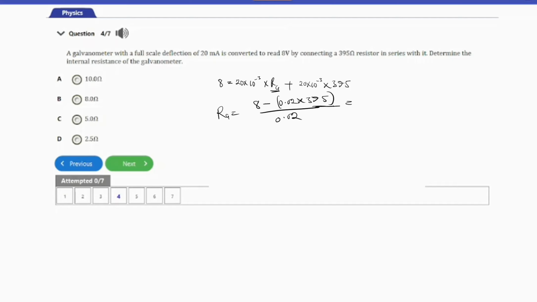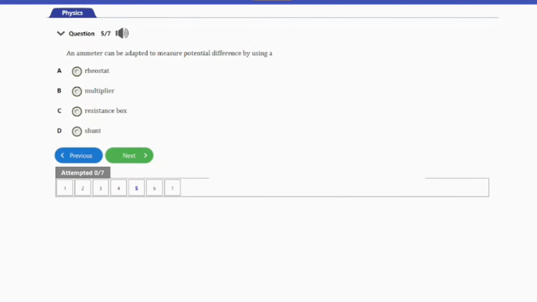So in that case, Rg alone will be 0.1 over 0.02, and that's 5 ohms here, guys. So option C is the answer to this question. Let's go ahead and consider the next question, guys. So that's question number 5 here.